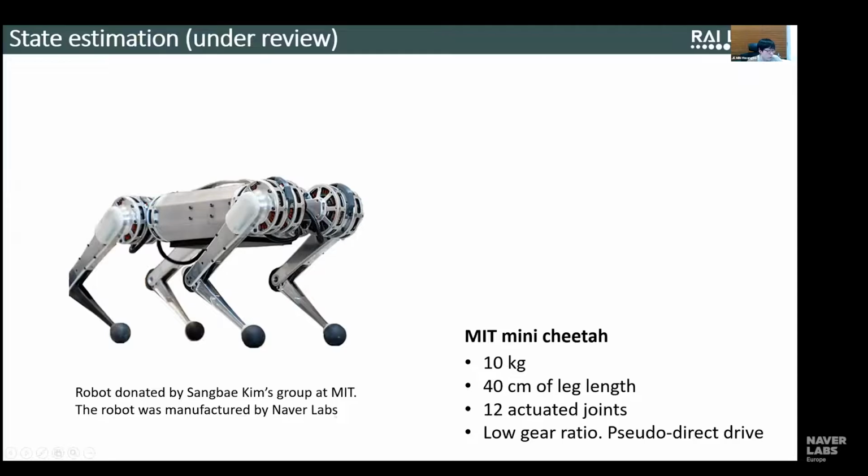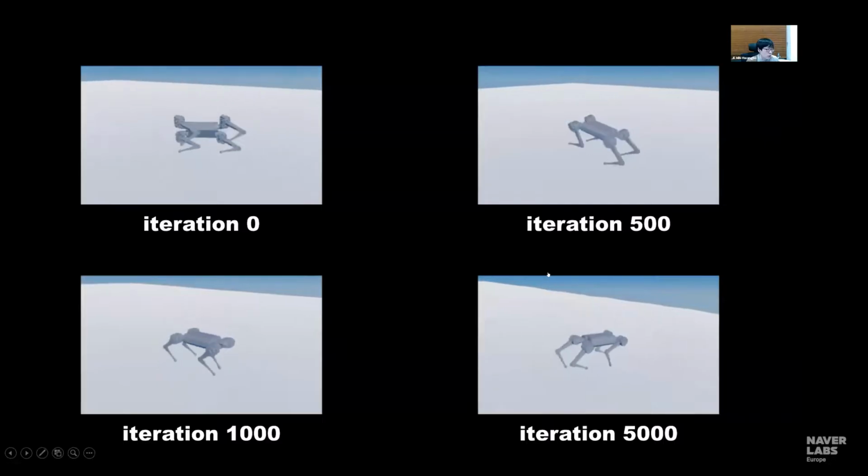Yeah, and was manufactured by Naval Labs. I appreciate it. So this is a mini cheetah robot. It's about a 10-kilogram robot, a much smaller robot, but we found that reinforcement learning also works very well on this robot. So the idea is the same.